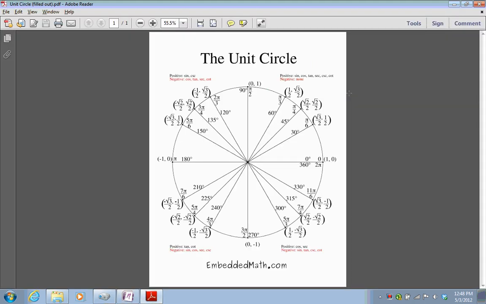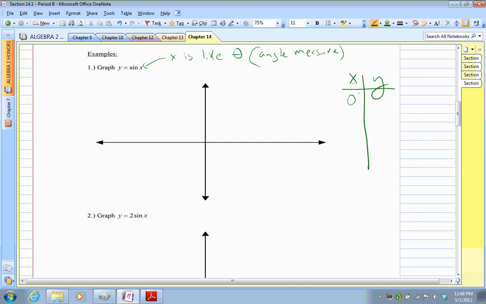Because if you look at the unit circle, what coordinate do we reserve for sine? Y, right? And we see that sine of 0 is going to be 0. So that's kind of easy to work with. What do you think is another good value to plug in for x? 90 degrees or pi over 2.